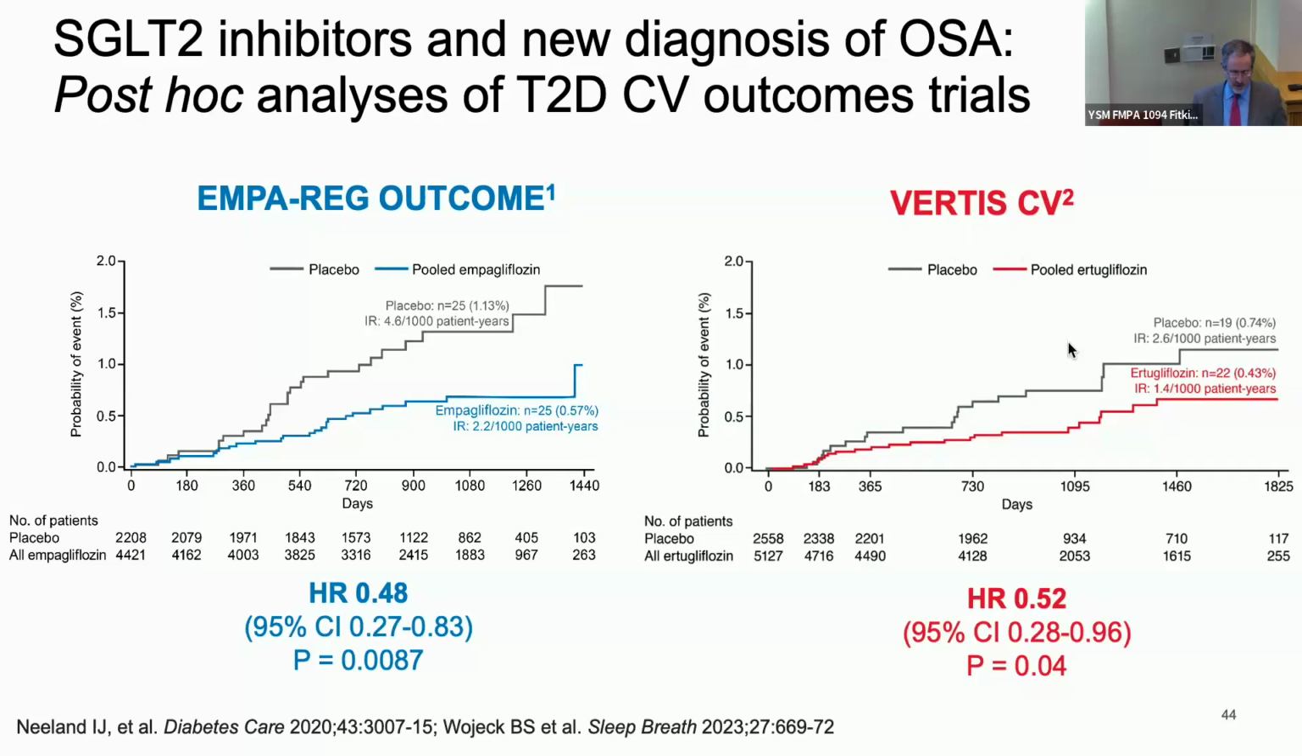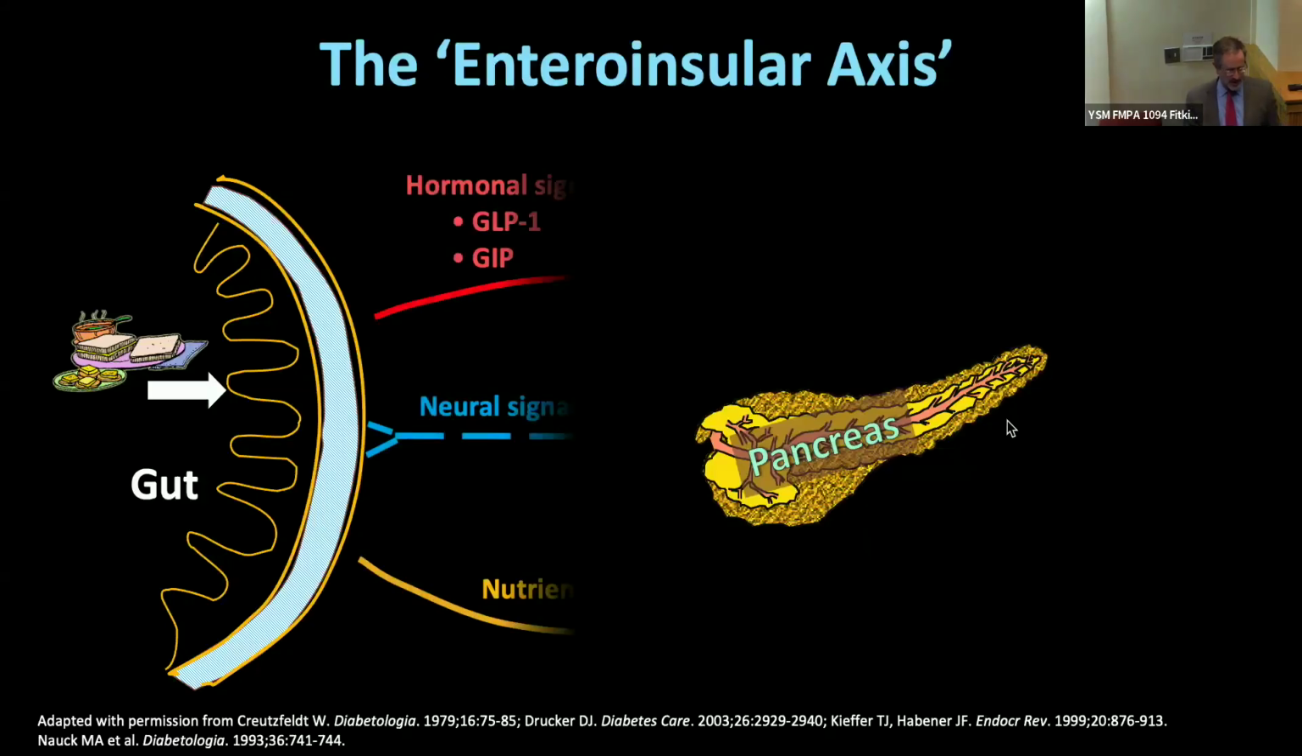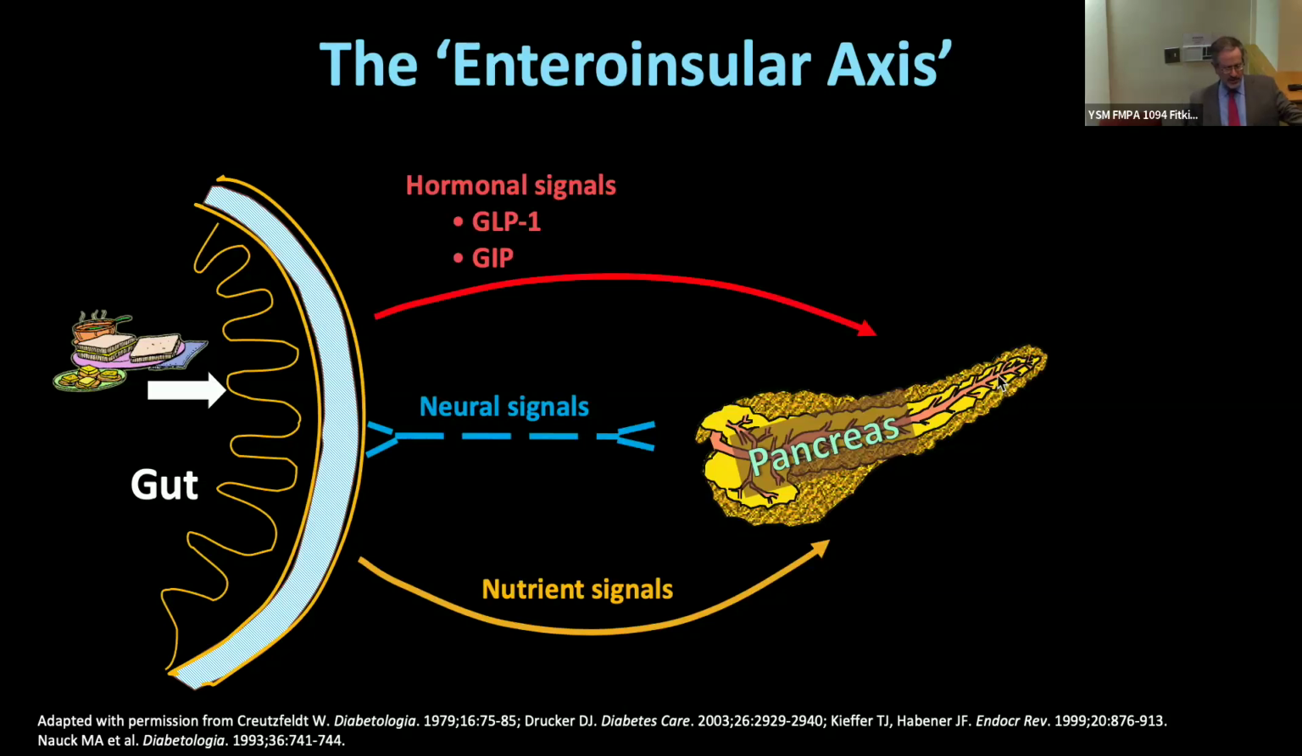This is from VERTIS CV, an ertugliflozin study, and we found almost an identical risk reduction in sleep apnea. So stay tuned for that. The other drug class are the incretin-based therapies, right? The GLP-1 agonists, and more recently the GLP-1 GIP co-agonist.